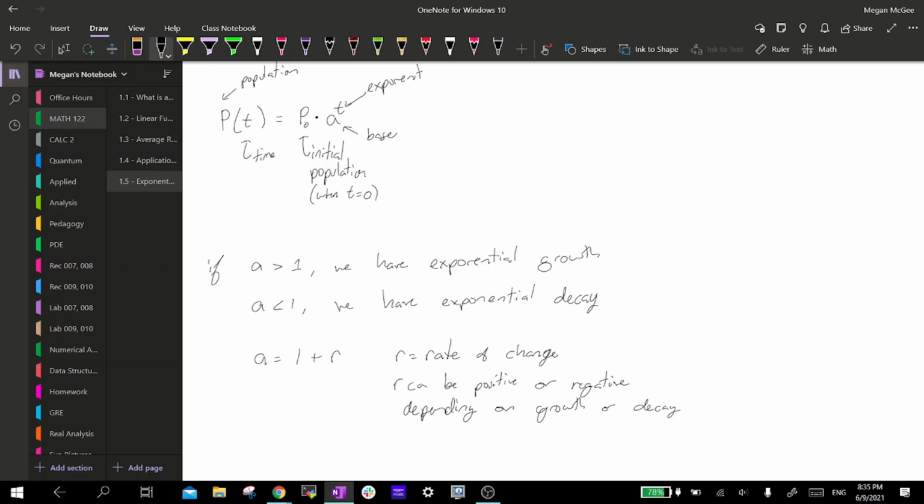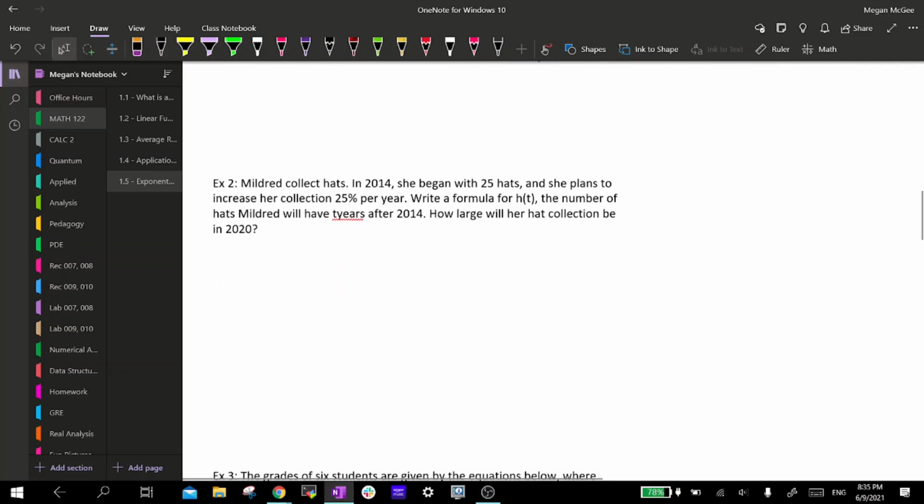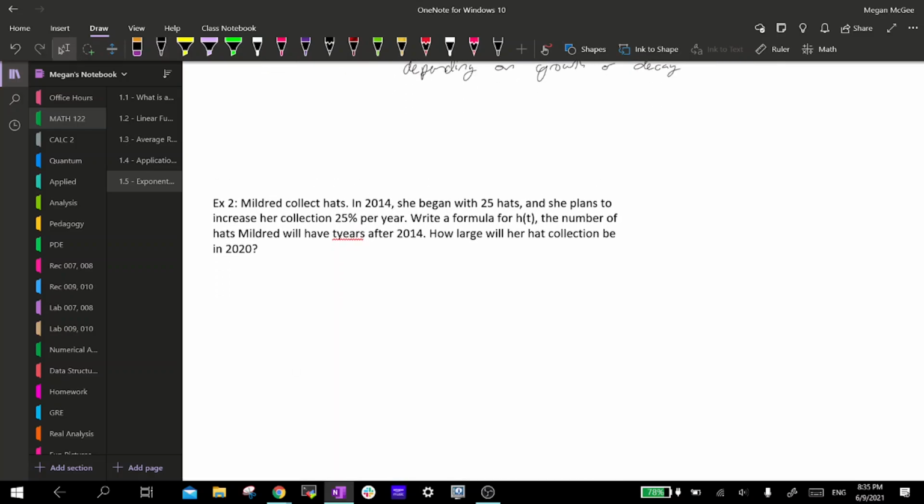And R is the percent rate of change, expressed as a decimal, just to be super specific. So now we can jump into example number 2 of Mildred's hat collection.